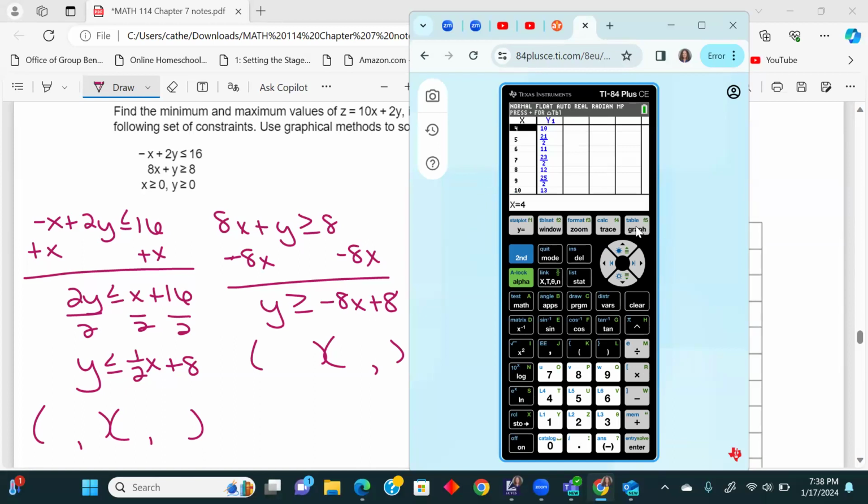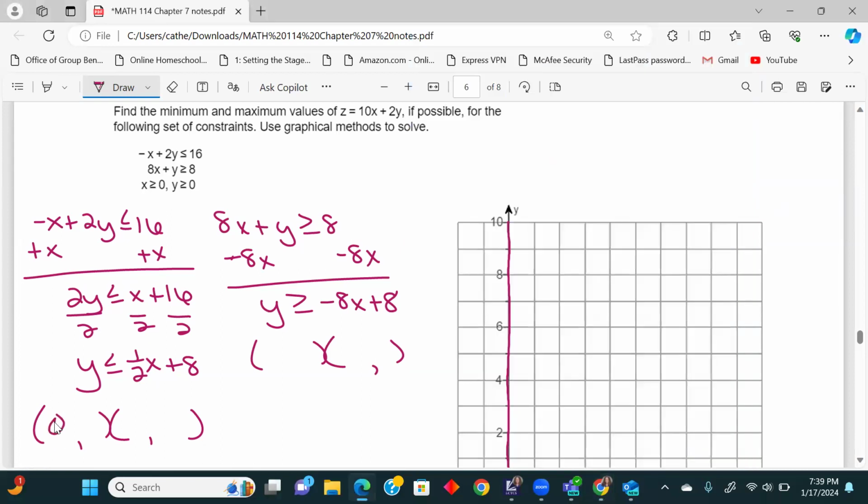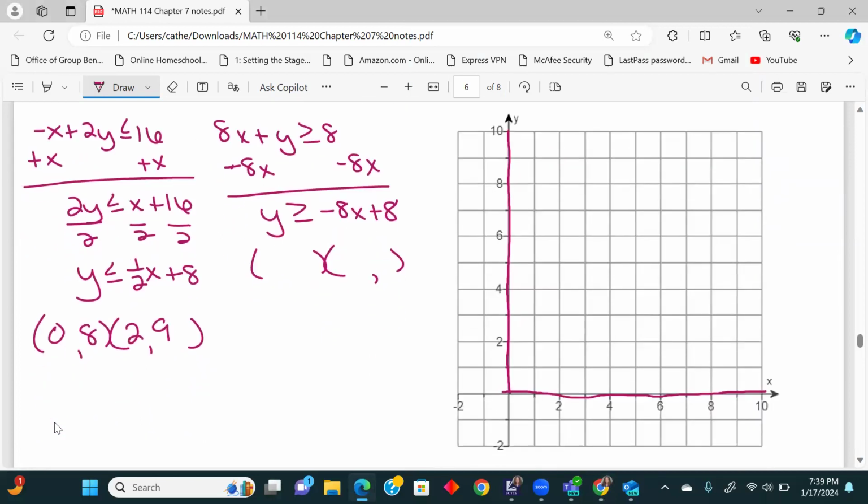All right, so if we look at this, actually, let's go back to the graph. I'm only going to see the y-intercept. So I'm just going to have to pick a second point. All right, so I have 0, 8. And let's pick 2, 9. Okay. Over 0, up 8. Over 2, up 9.